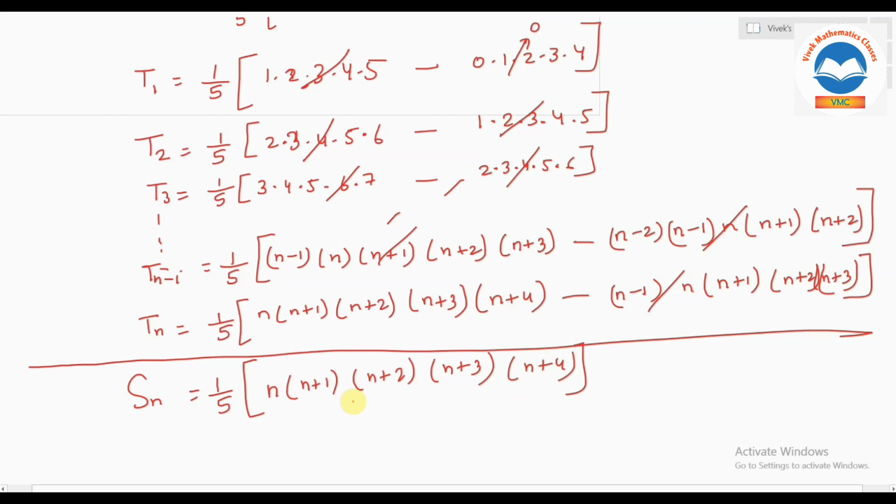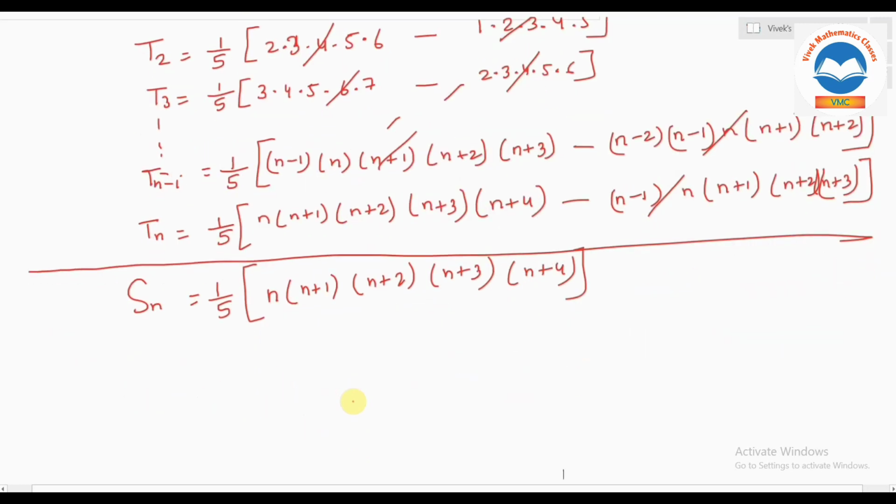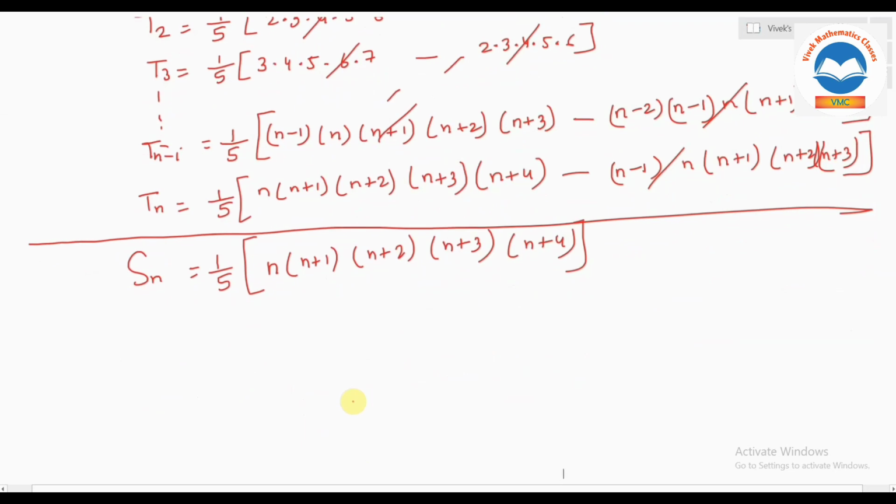Now we need to find S infinity. What will be your S infinity? Actually, in this case, S infinity will be infinity only.